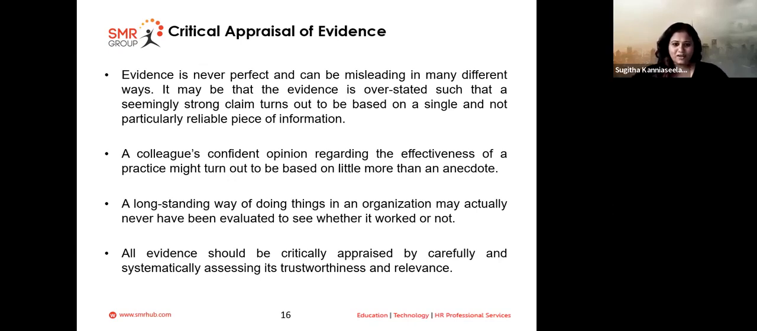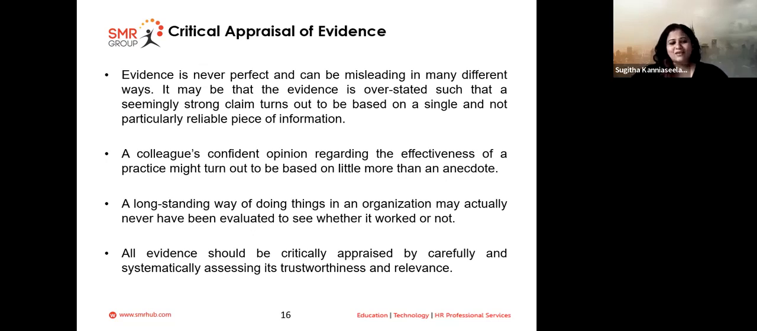Colleagues' confident opinion for the effectiveness of a practice may be biased, right? Because it is an anecdote, it is someone's opinion. A long-standing way of doing things in an organization, or "we've always done it like this." I'm sure you guys can relate to this. It may not have been evaluated. Just because it's been done that way, it may not be the best way, or it may not have actually been giving you what you are supposed to be getting.